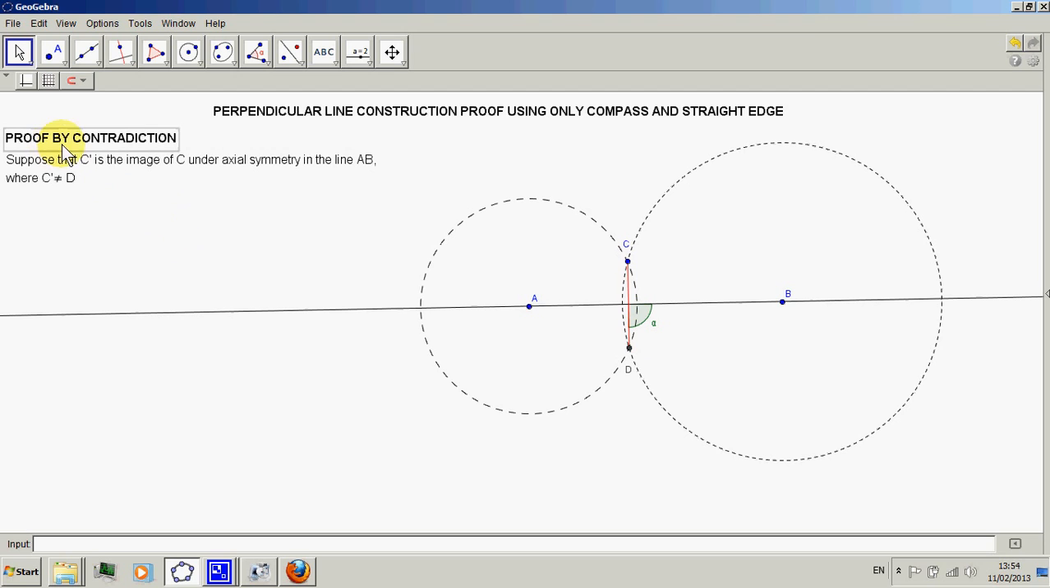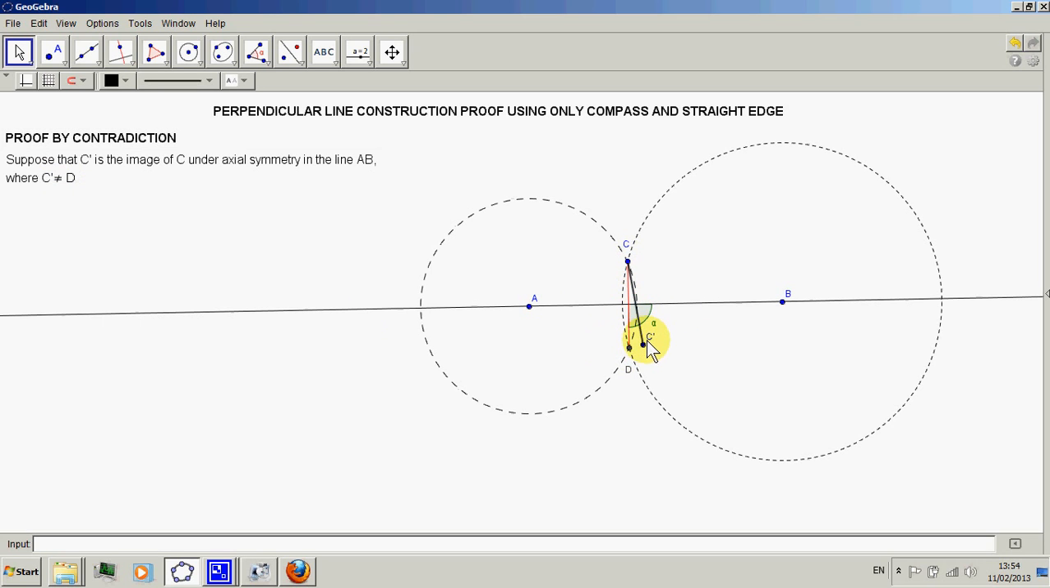We're going to do a proof by contradiction. We're going to suppose that C prime is the image of C under axial symmetry in the line AB, where C prime is not equal to the point D. So we're going to get the image of this point C under axial symmetry in this line. So here is the picture.